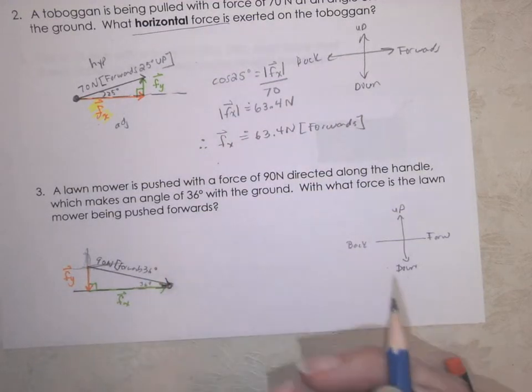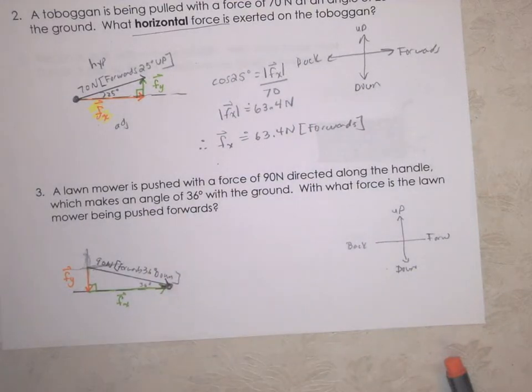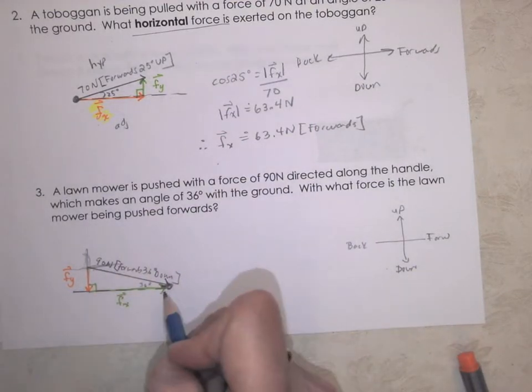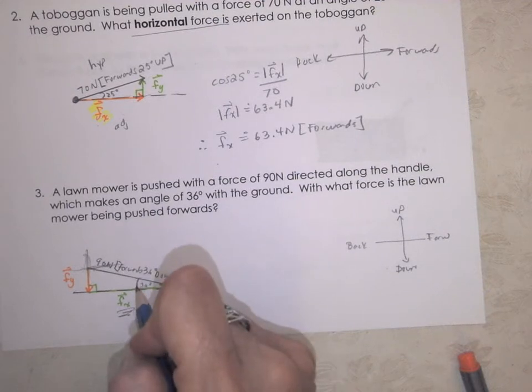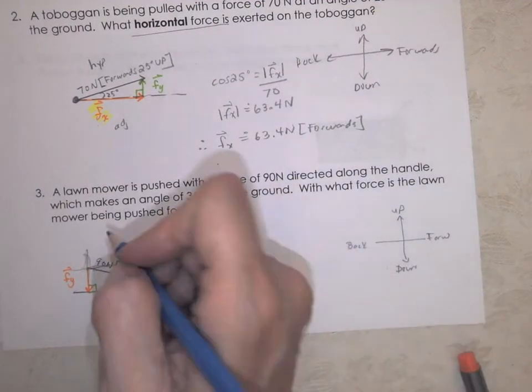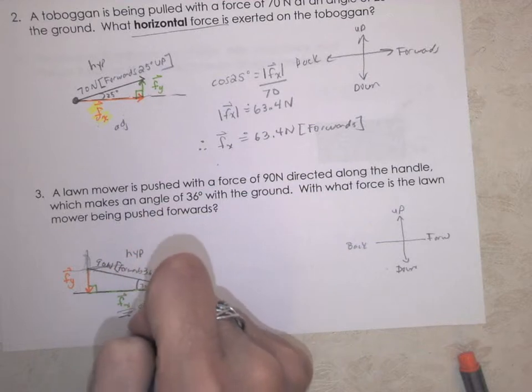36 degrees down is my direction. Remember, make sure you've got arrows on the ends of all your vectors in your vector diagram, really important. So with what force is the lawnmower being pushed forwards? So they want Fx. And again, we have a 90-degree triangle with one angle. So according to this 36 degrees, we know the hypotenuse and the adjacent again.